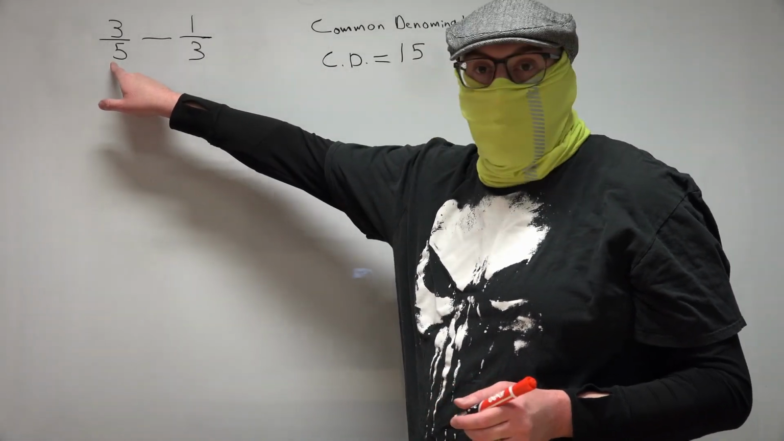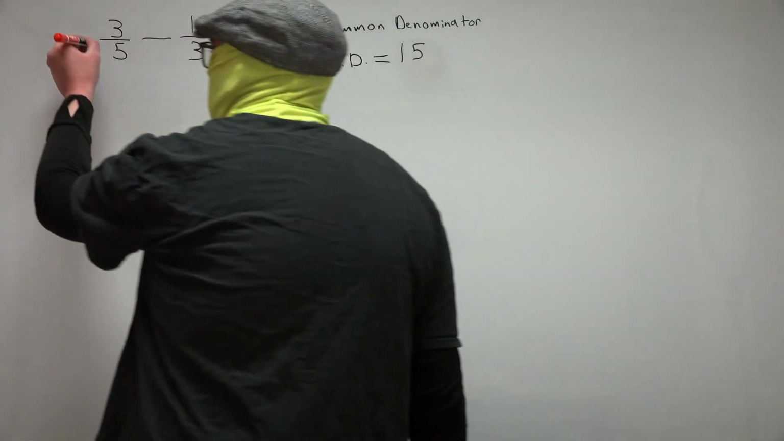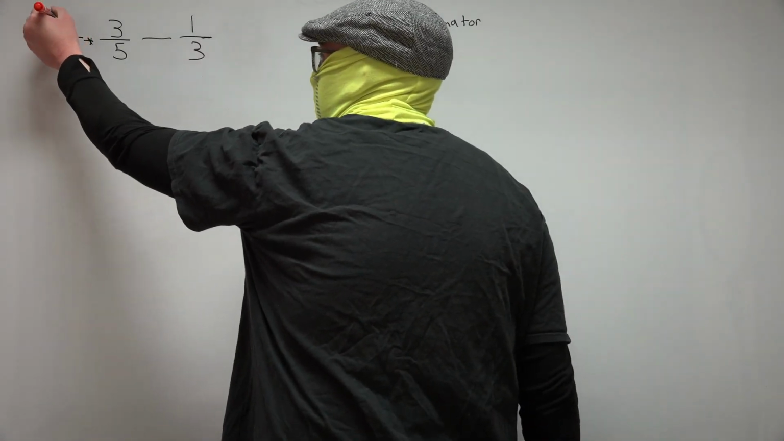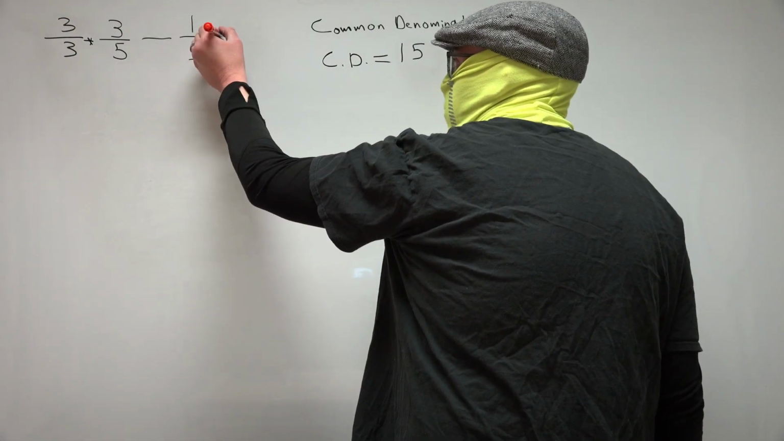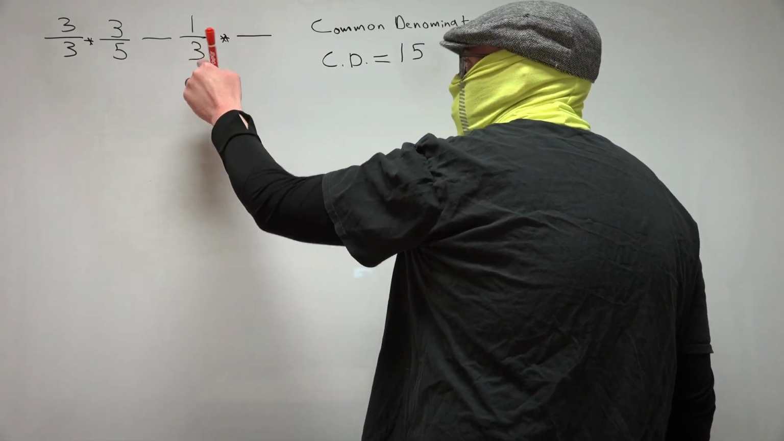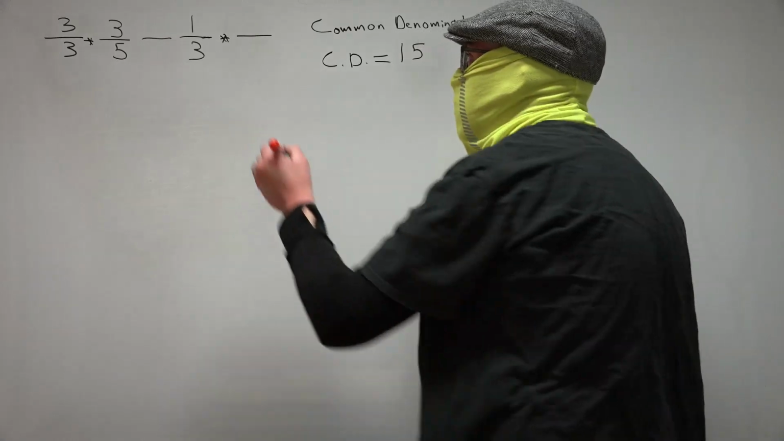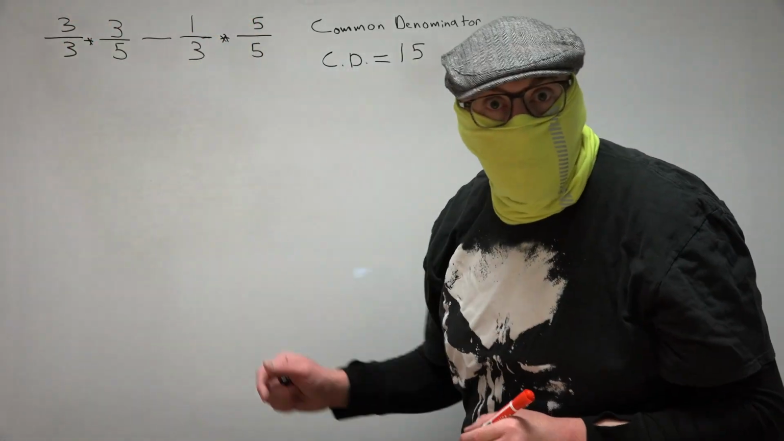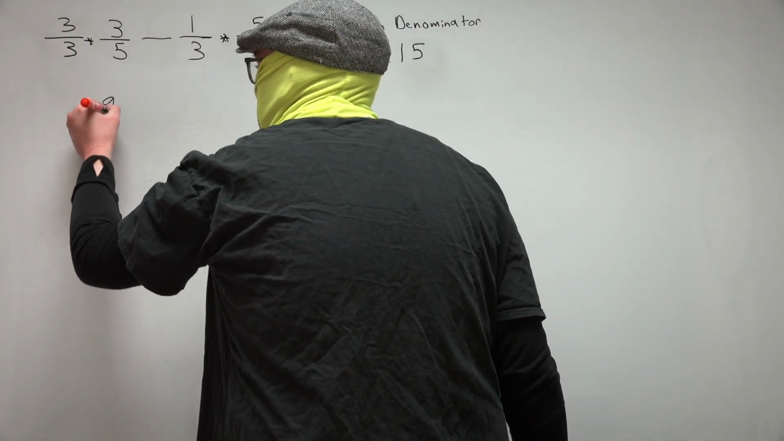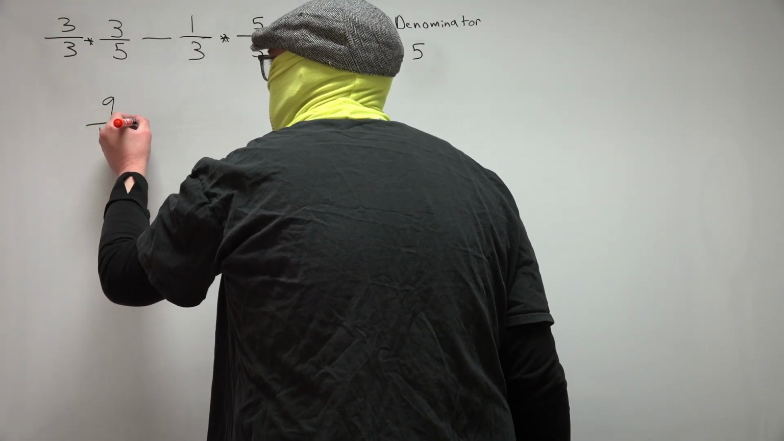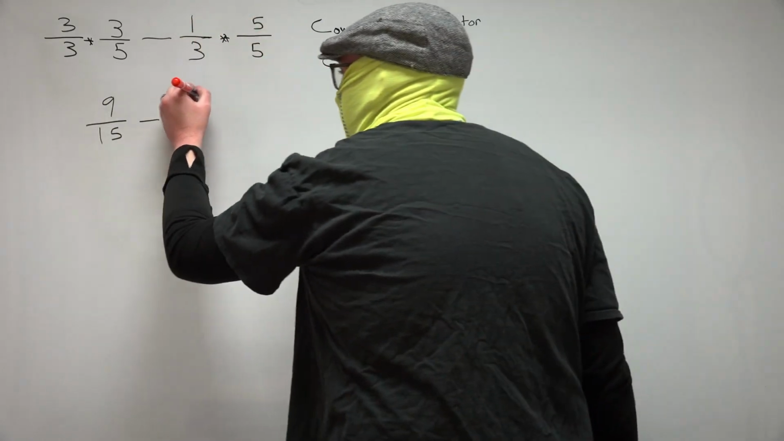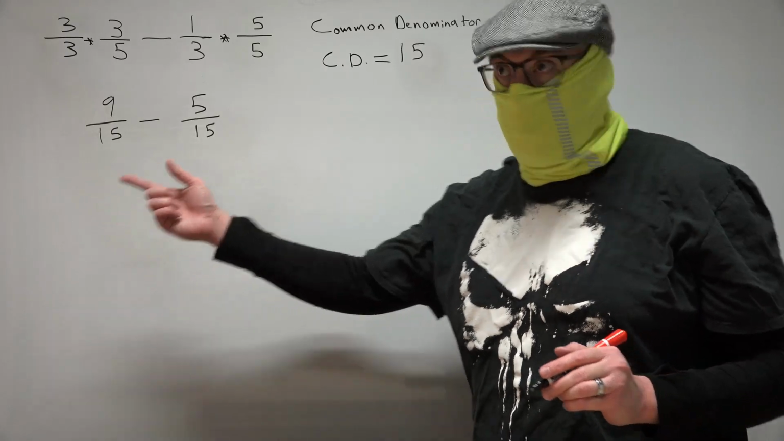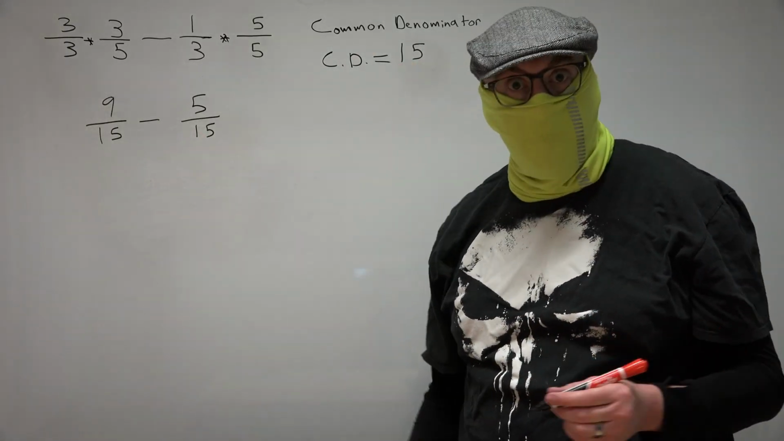So I'd have to multiply this 5 by 3. And as I said before, what you multiply on the bottom, you have to multiply on the top. So it's like multiplying by 1. And this one, we'd multiply top and bottom by 5. Okay, so then we would do the arithmetic. 3 times 3 is 9 over 15. That would give me 5 over 15. Now, we got common denominators. Denominators here, same thing we found for CD, so we're all good.